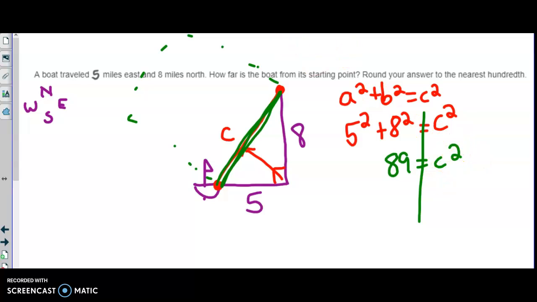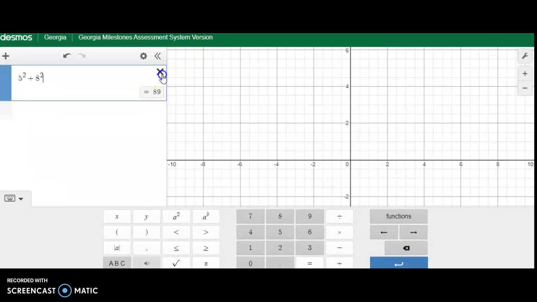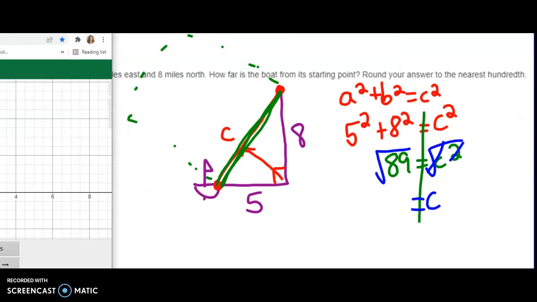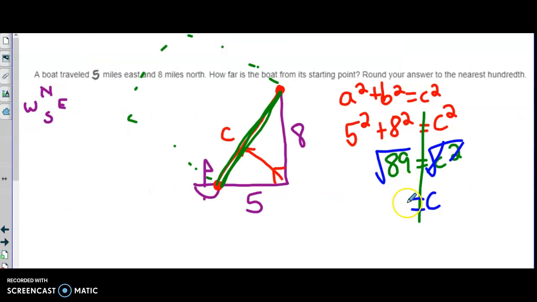And the opposite of squaring is square rooting. So we're going to square root both sides. The square and square root cancel. And then the square root of 89, that's going to give us a decimal. Let's see approximately what that is. Square root of 89 is about 9.4. So they've gone approximately, these are the approximate symbols, 9.4 miles from their starting point to their ending point. I should put an M for miles.